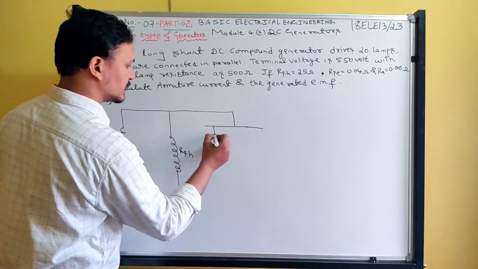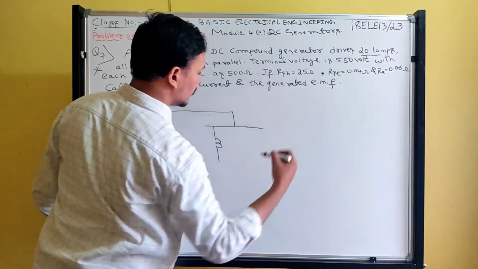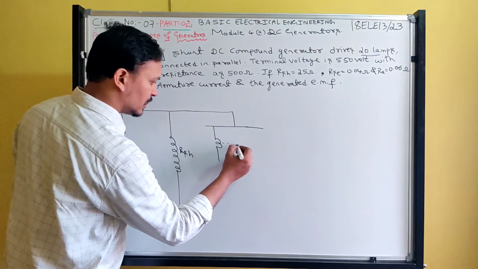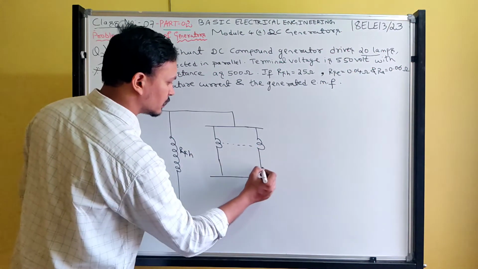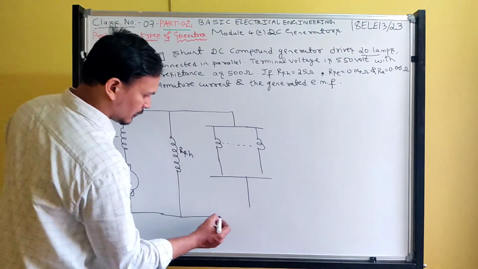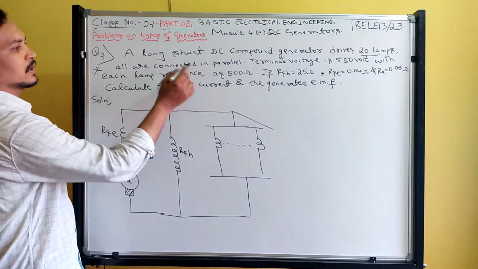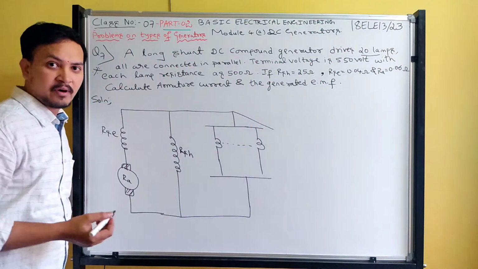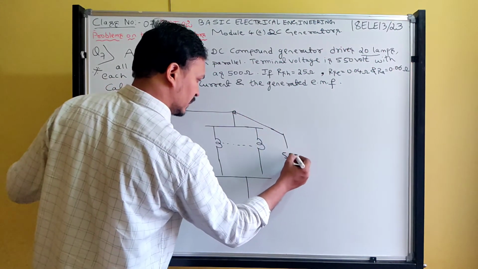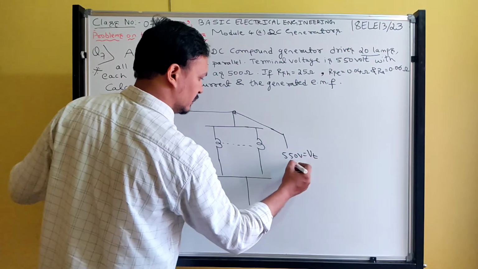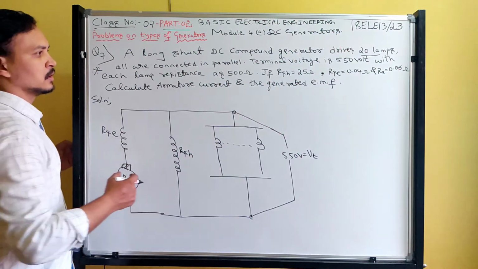At the load side, there are 20 lamps. So what is given? 20 lamps. This is lamp 1, and like this there are 20 lamps. All the lamps are connected in parallel. The terminal voltage is 550 volts. What is this? Vt. The voltage across the load is 550 volts.